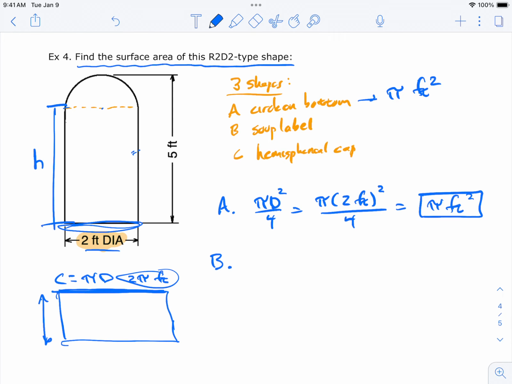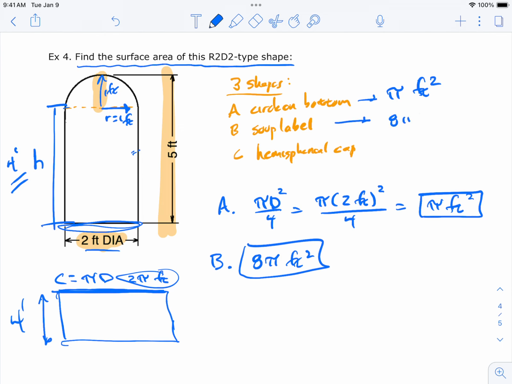And if it's 2 feet all the way across, the radius must be 1 foot, right? Halfway across must be 1 foot. And it's 1 foot from there to there. And so if it's 1 foot from there to there and it's 5 feet all the way up, this has to be 4 feet. It has no choice. So this is 4 feet. So the area of the soup label is, take the 4 feet this way times the 2 pi this way, you get 8 pi, and we know that's square feet. And actually I can write that right here, 8 pi square feet.